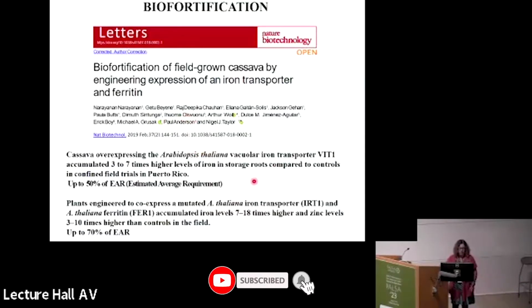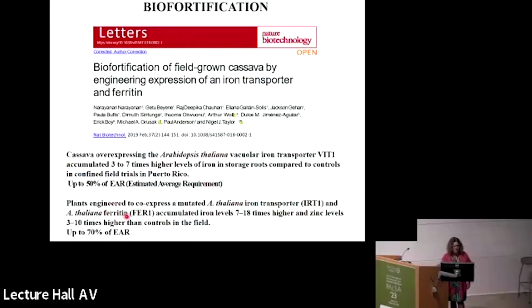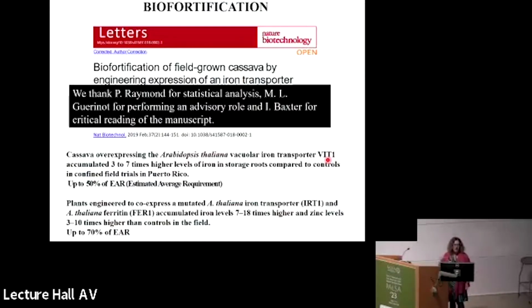So as we already heard from Nigel, cassava overexpressing the iron transporter, VIT1 and ferritin, is the one they're moving forward. They had also looked at overexpressing the vacuolar transporter from Arabidopsis that I just talked to you about. So sometimes when I show this, and I'm not an author, people read the author list, but I get thanked for performing an advisory role. So anyways, I'm really impressed with what they've done.